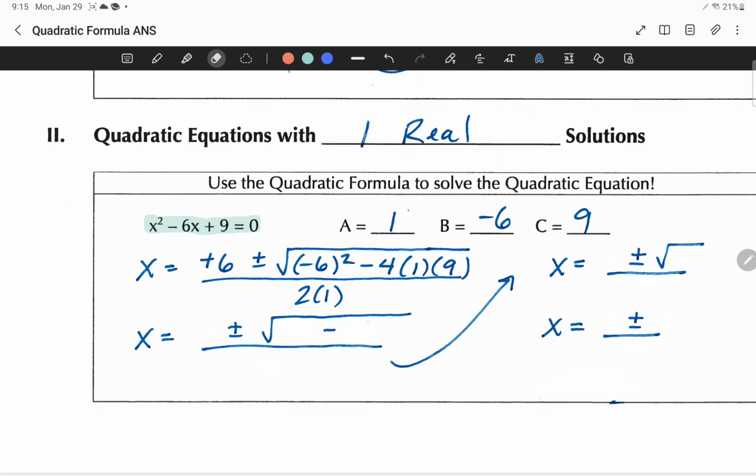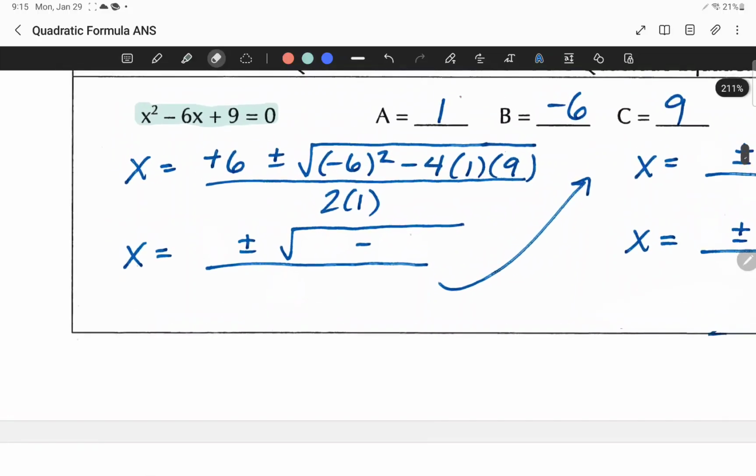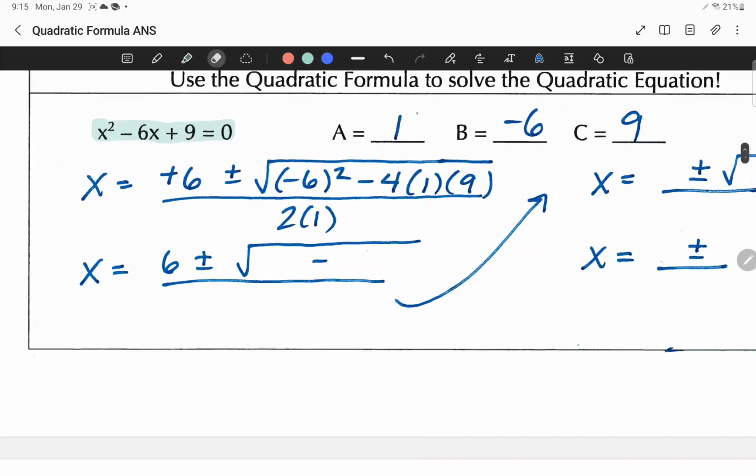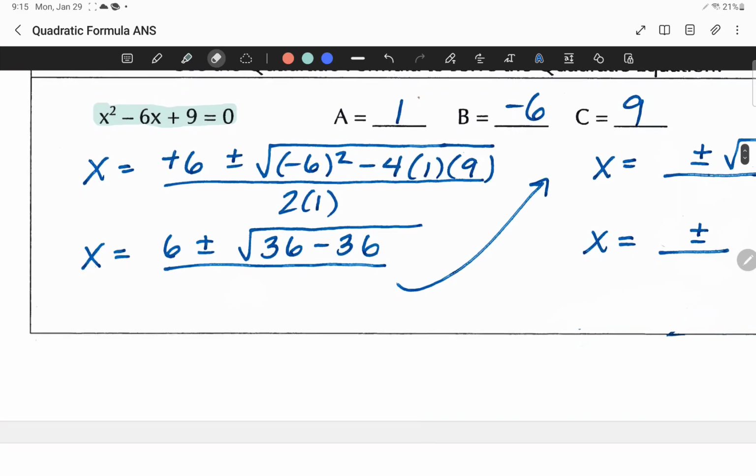Now we have all this. Now 6 we already know is turned into positive 6, so that one's going to remain the same. Now 2 negatives, whenever you multiply them, gives you a positive. So right here, negative 6 times negative 6 is going to give me a positive 36. Now 4 times 1 gives you 4. Now 4 times 9 gives you 36. So we have a negative 36. Now you got to always be careful because that 4 has a negative in front. So because you're multiplying, you've got to pay attention to that negative.